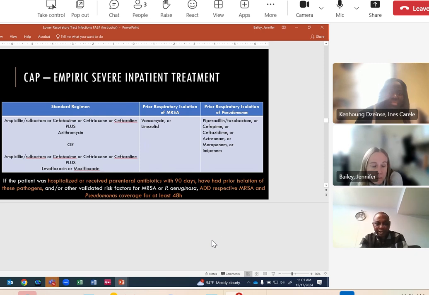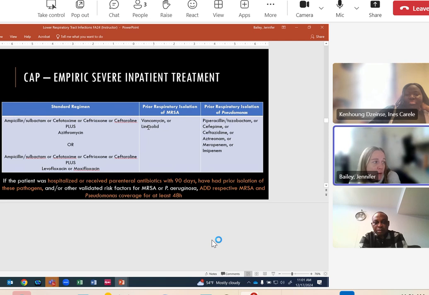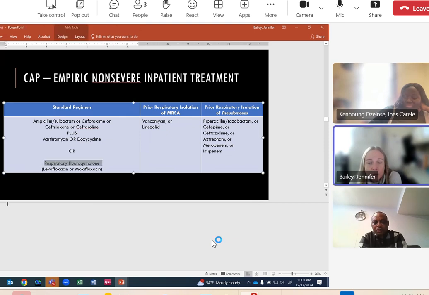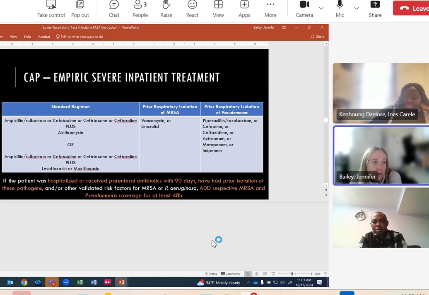The MRSA, it's still the same 2 drugs for MRSA. Vancomycin and linezolid. Now this is the same. This box is the same for both of those. So what's different here is that, remember, here we could use a respiratory fluoroquinolone by itself, okay? But here in severe or ICU patients, can we use a respiratory fluoroquinolone by itself?